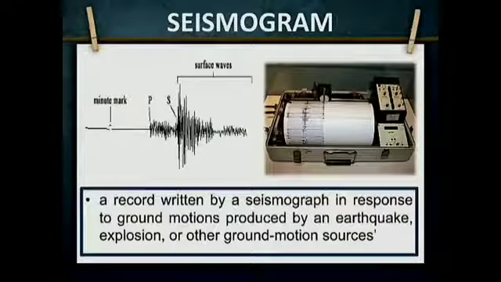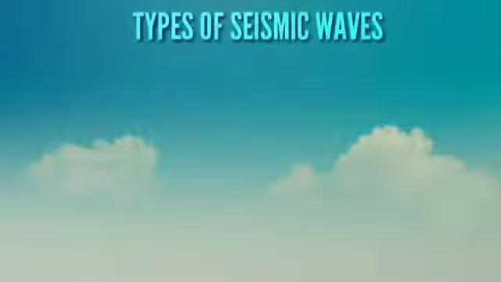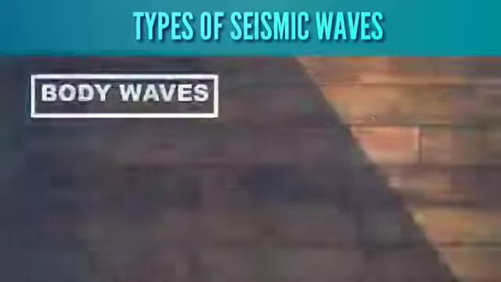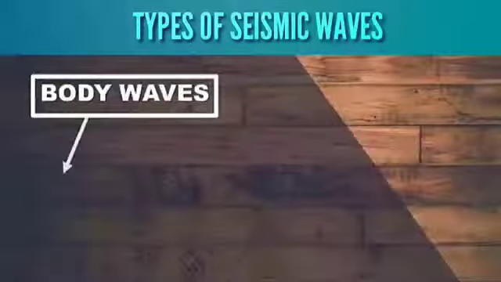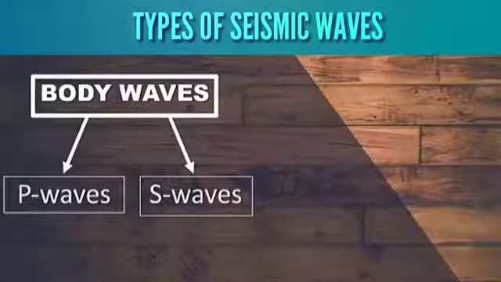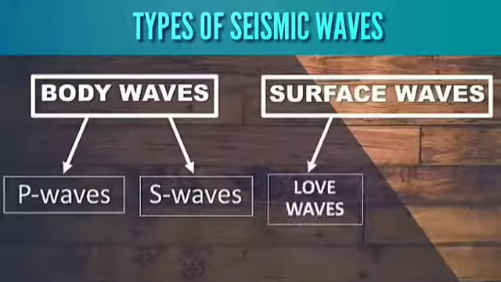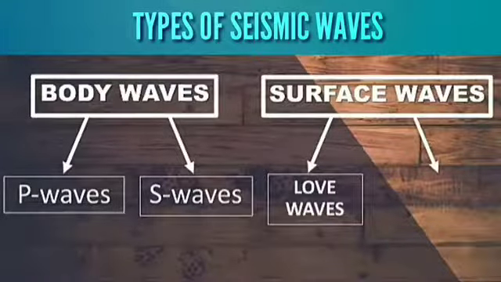Seismogram is a record written by a seismograph in response to ground motions produced by an earthquake, explosions, or other ground motion sources. There are several different kinds of seismic waves and they all move in different ways. The first type is body waves, with subcategories of P waves or primary waves and S waves or secondary waves. The second type is the surface waves with subcategories of Love waves and Rayleigh waves.